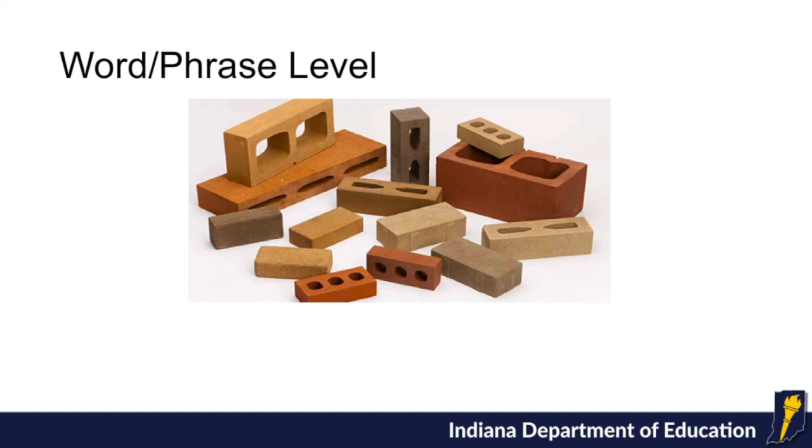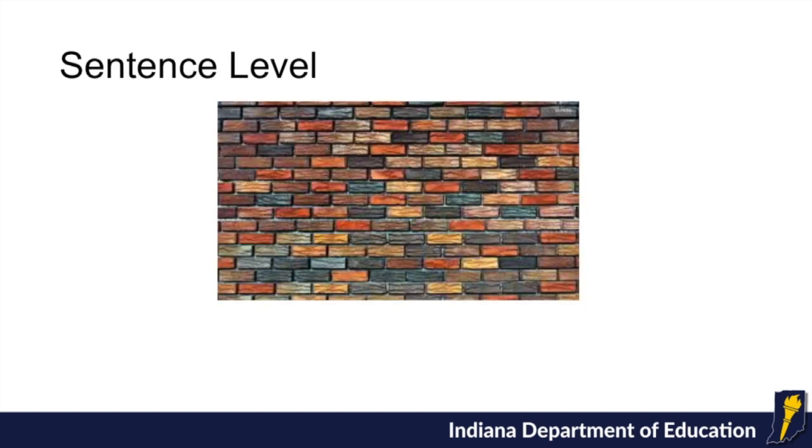When thinking about a house, the words or phrases are like the bricks. At this level, the vocabulary usage is explored. The features of this level are general, specific, and technical language, multiple meanings of words and phrases, nuances and shades of meaning, and collocations and idioms. Next, we will move on from the word or phrase level to the sentence level.